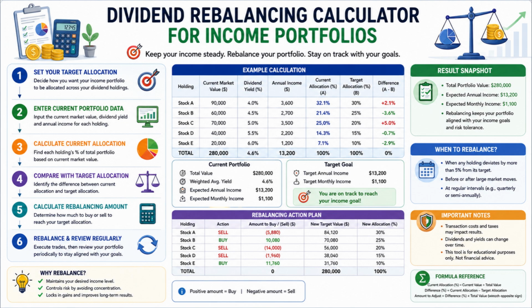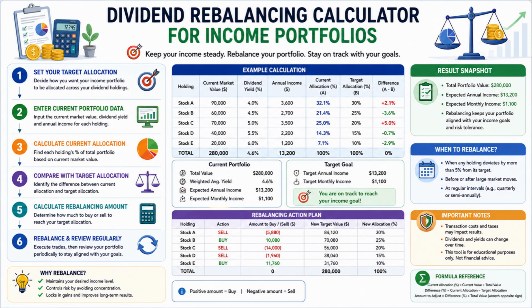After that, calculate the current allocation of each holding. This is done by dividing each holding's market value by the total portfolio value. For example, stock A has a market value of $90,000, which equals 32.1% of the portfolio.